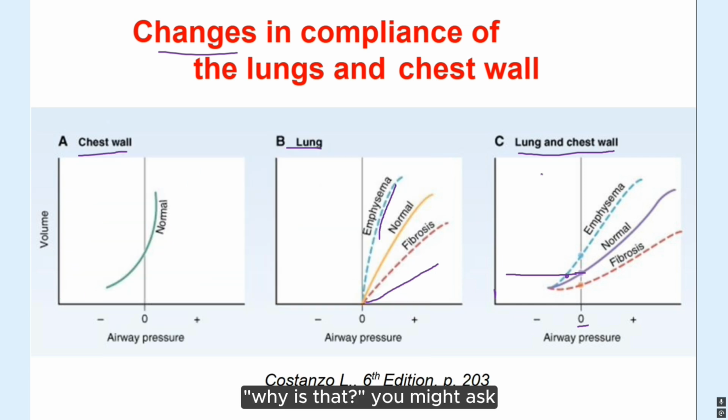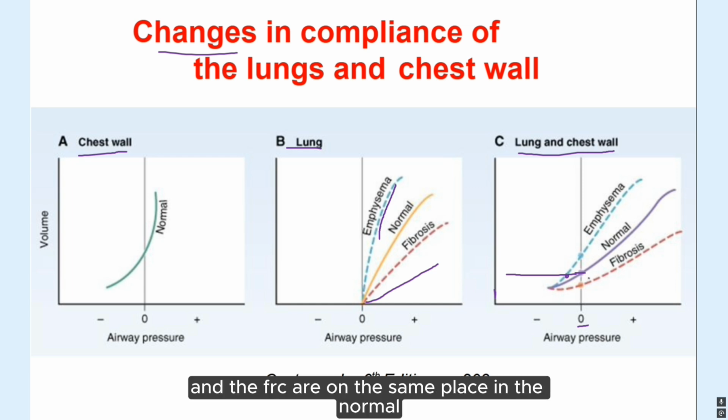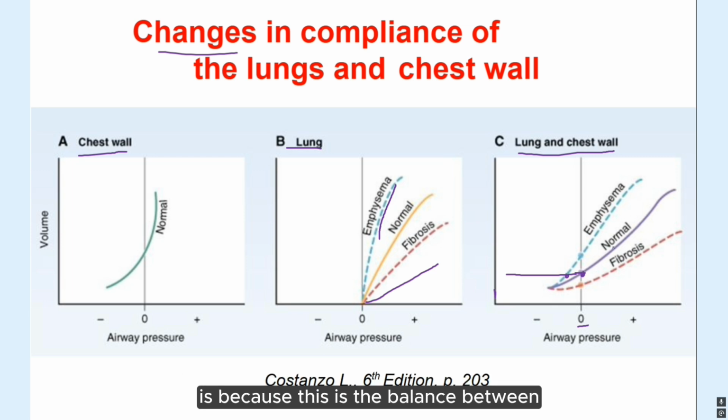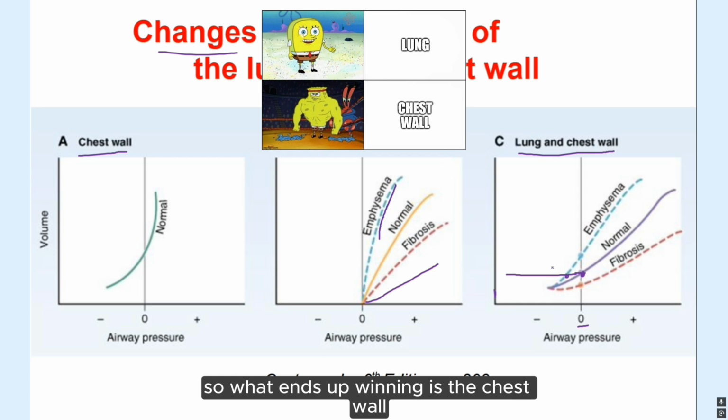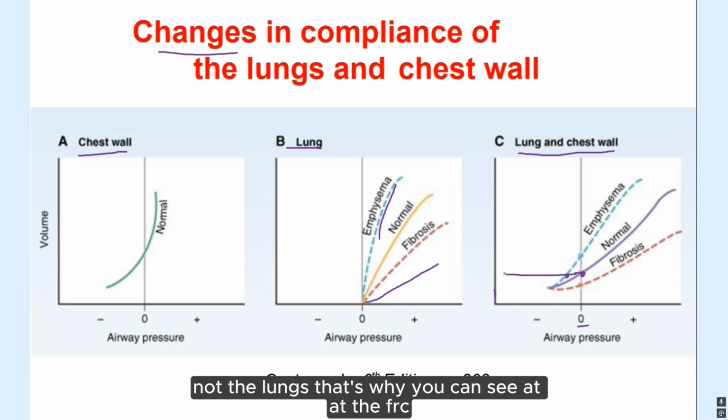Why is that, you might ask? Because as we said before, the reason the airway pressure of zero and the FRC are in the same place in the normal is because this is the balance between the expanding force of the chest wall and the collapsing force of the lungs. But in emphysema, the collapsing force of the lungs, or the elastic recoil, is weak. So what ends up winning is the chest wall, not the lungs. That's why you can see at the FRC, the pressure is not zero, it's on the negative, which is the same as the chest wall over here.